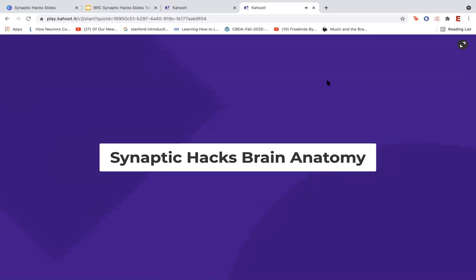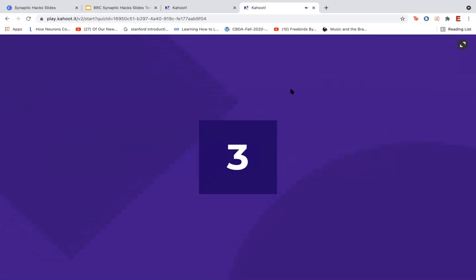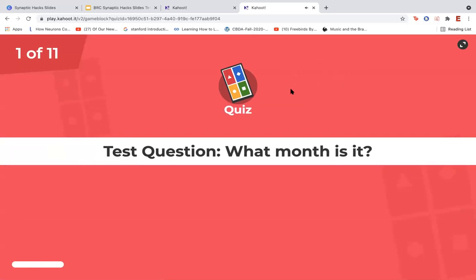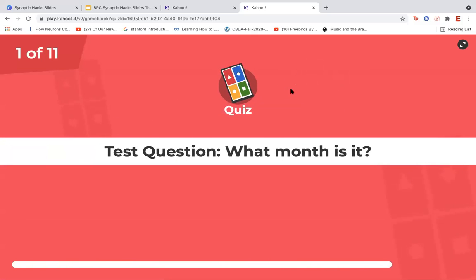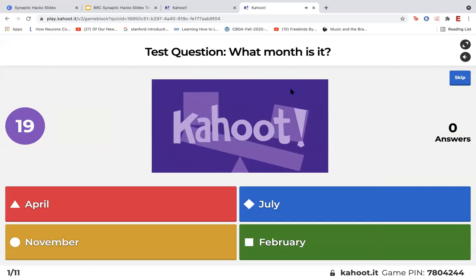So here we go. It's all about brain anatomy. Let's see what you all learned. So what month is it? Some of these aren't directly related to what you all learned, it's not a trick question by the way, but it does have a purpose. So just answer the best that you can and the best that your memory allows.